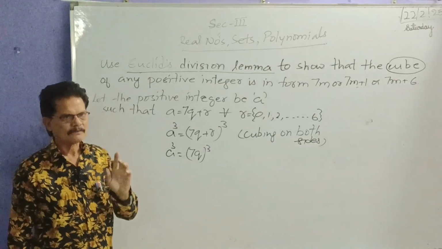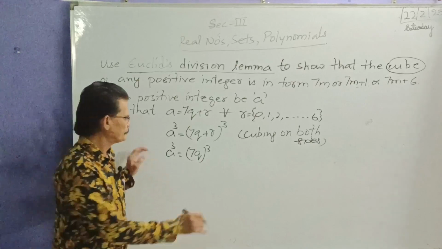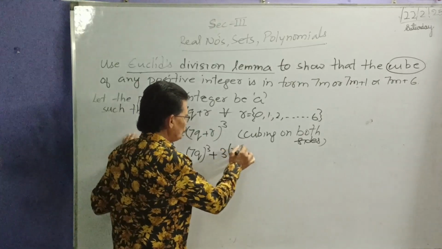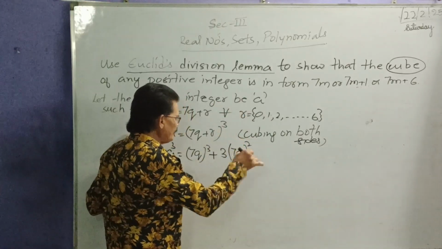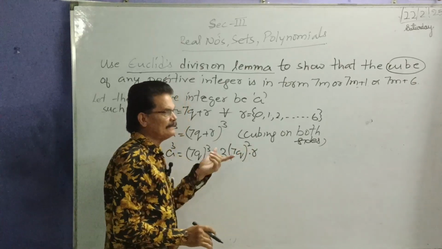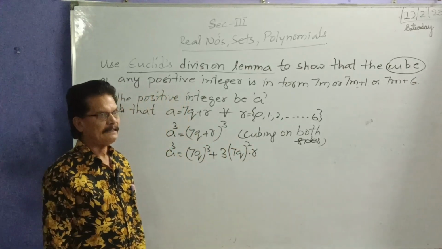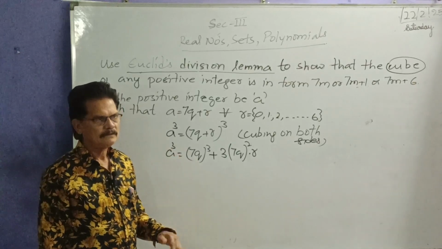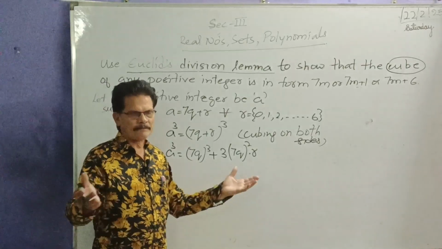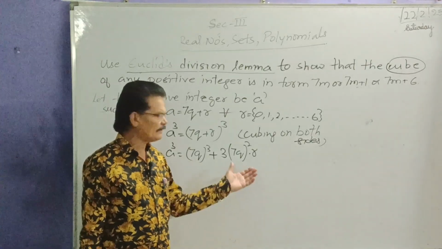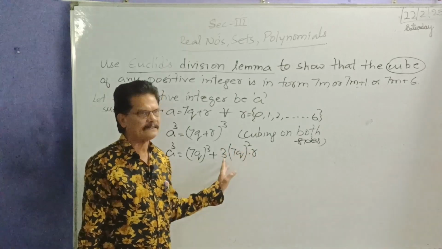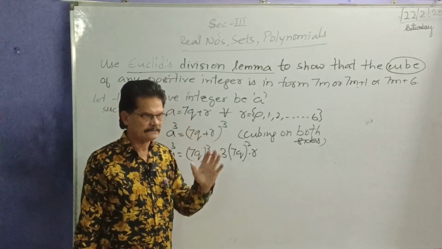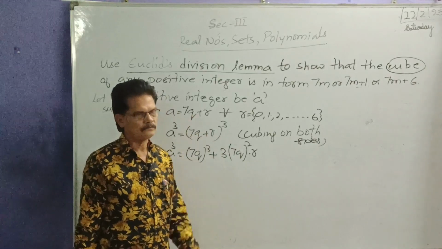3a square b. Plus 3a square b means 3 into a square into b, not plus b, into b. Through my service over so long a period, I have seen most of the students being very vulnerable over here. They will start using plus or minus in the middle. It is not plus or minus. It is product. It means into.